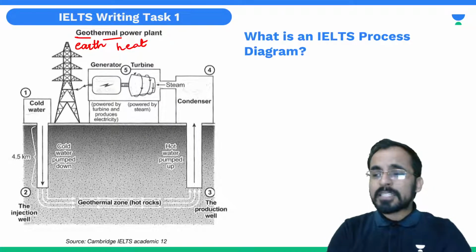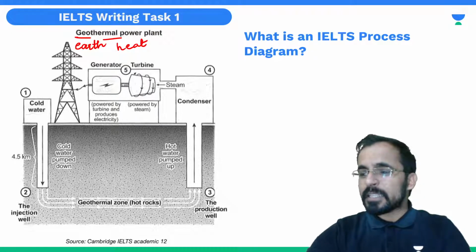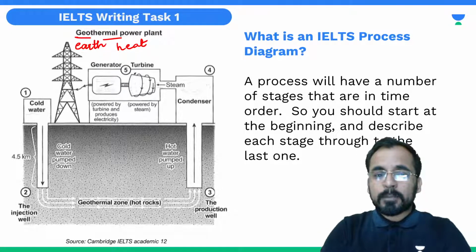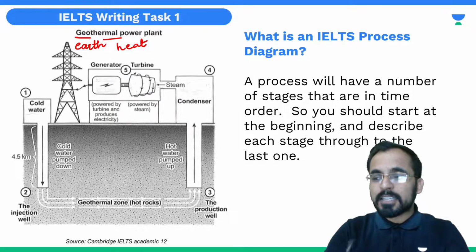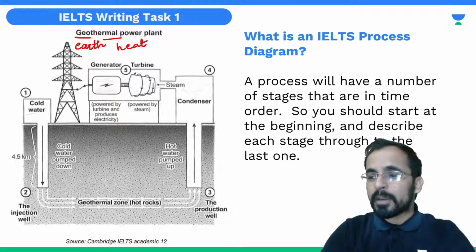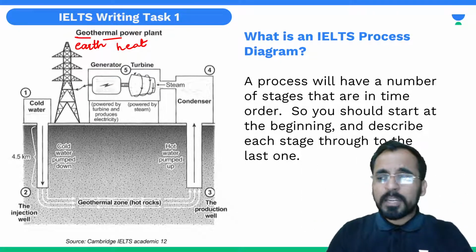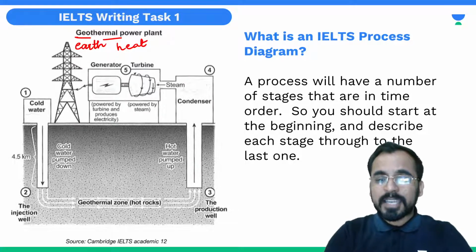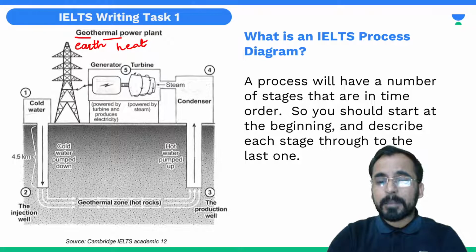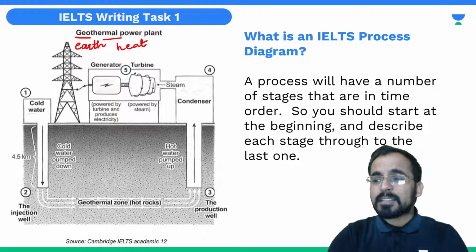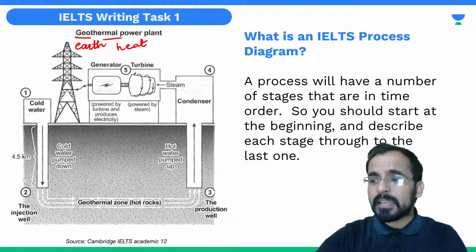Okay. Now what is an IELTS process diagram? So basically, what is a process? A process is a series of steps which are in a particular order. Am I right? So there's a beginning and there's an end, but only for a linear process. If it is a cyclical process, do we have a beginning? Do we have an ending for that? Let's say I give you the life cycle of a frog or the life cycle of a butterfly. Will it have an ending and a beginning? Can cyclic processes have a beginning and an ending?